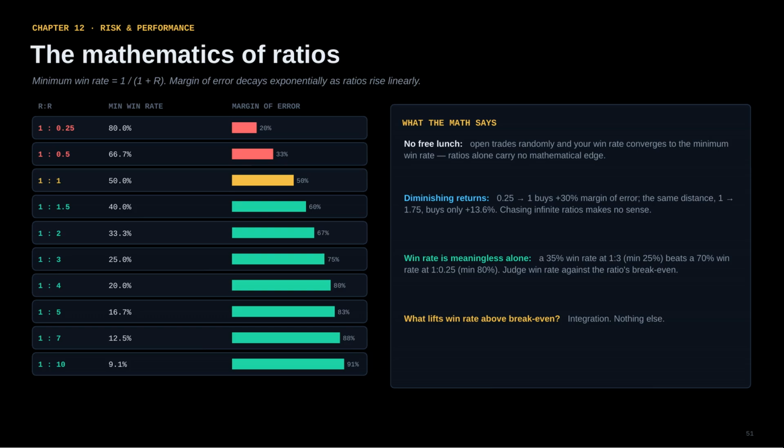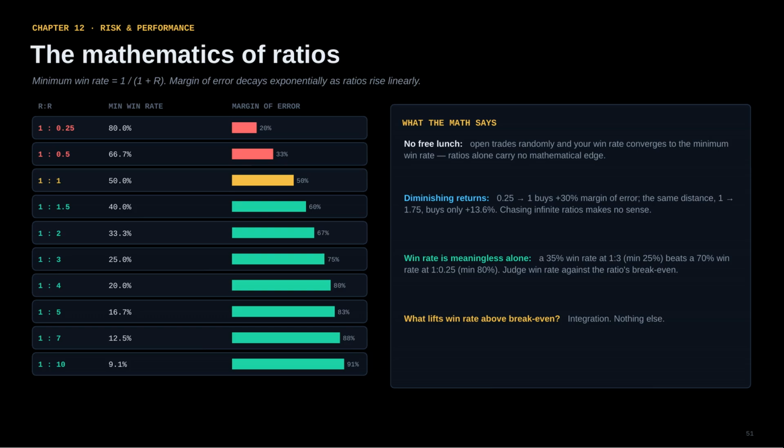Moving from a quarter to 1 buys you 30 percentage points. The same distance again buys 13.6. So chasing the highest possible ratio is mathematically senseless. And judge every win rate against its ratio's break-even. A 35% win rate can beat a 70.